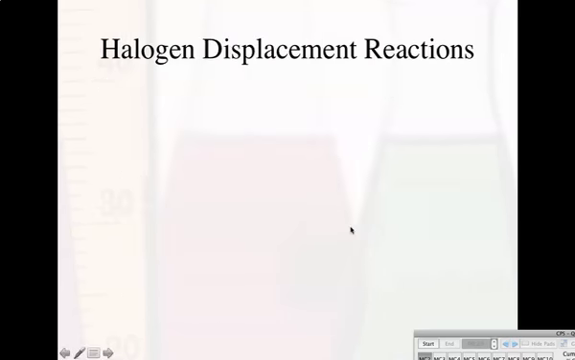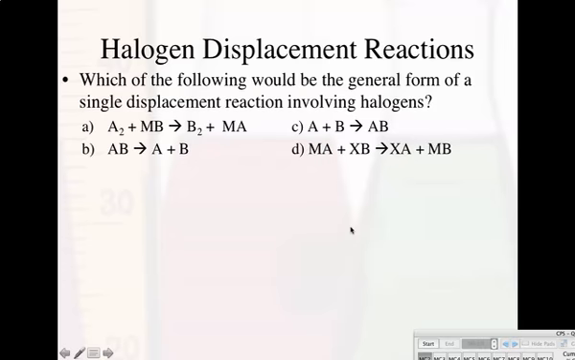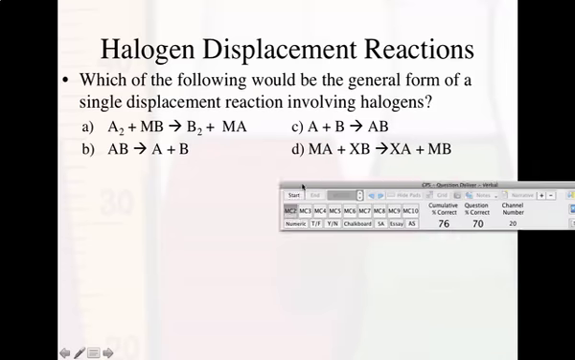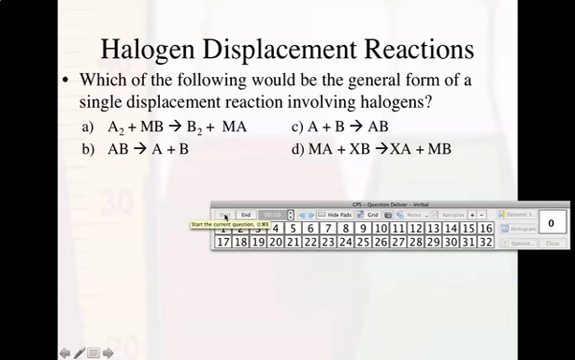Good. Okay, so halogen displacement reactions, these are single displacement reactions. And which of these represents a single displacement reaction where we have a halogen? So we know they're going to be diatomic molecule.